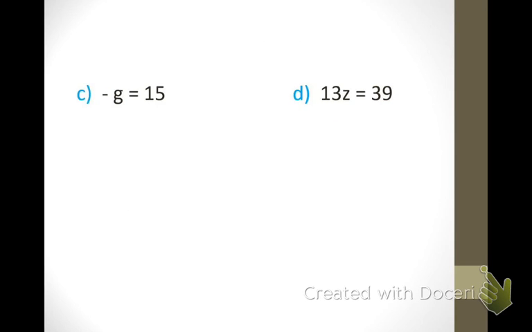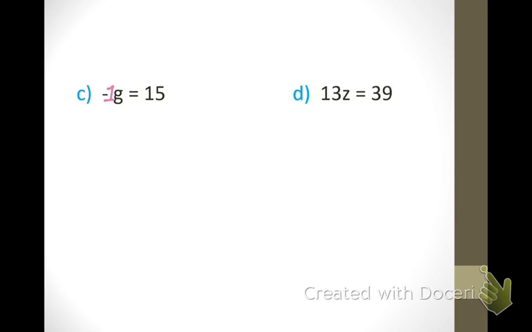Negative g equals 15. There is a coefficient there that you just can't see. What is it? 1. There's an understood 1 there. If you only have 1 g, then that is a 1, okay? What is the variable? G. I want the g to be alone. What is not allowing the g to be alone? Not just negative 1. It is not subtract by 1. Negative. Double check. What do you think it is?